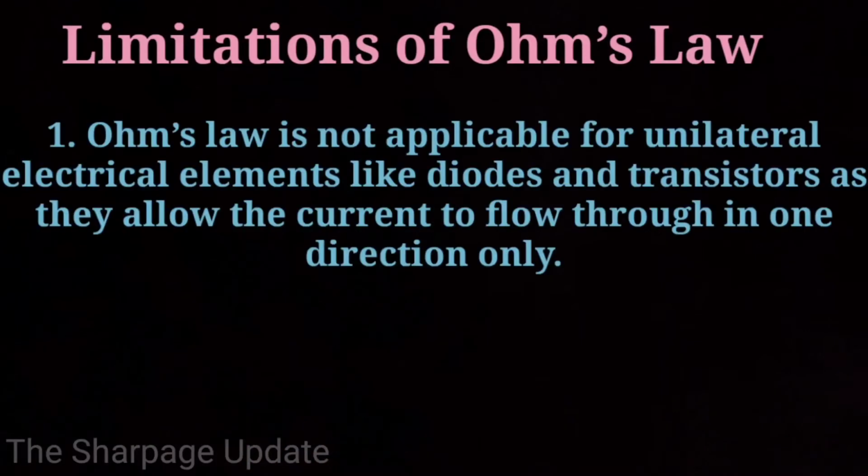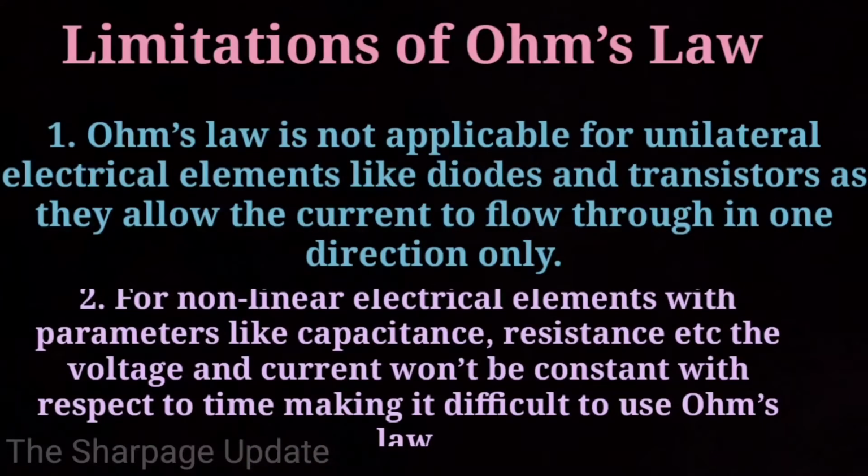Now we will study some limitations of Ohm's law. The first limitation is that Ohm's law is not applicable for unilateral electrical elements like diodes and transistors, as they allow the current to flow through in one direction only. And the second limitation is for non-linear electrical elements with parameters like capacitance, resistance, etc., the voltage and current won't be constant with respect to time, making it difficult to use Ohm's law.